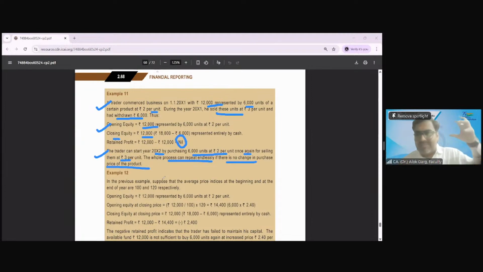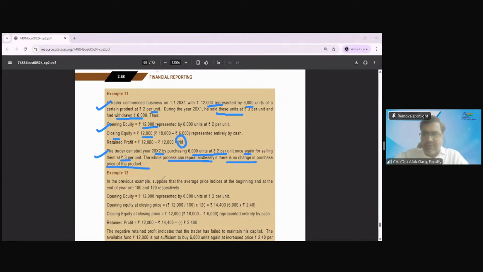So in your business, what is happening? Whatever profit you are earning, you are withdrawing the profit. So will your business be able to grow? Your business will not be able to grow. You will be able to sustain your business provided the purchase price of the product does not go up, right?